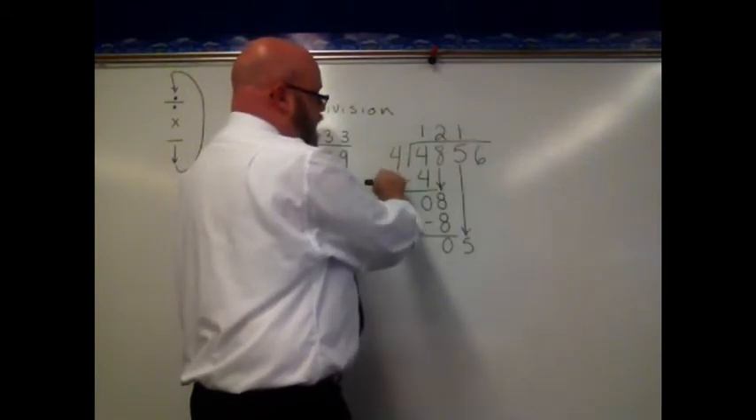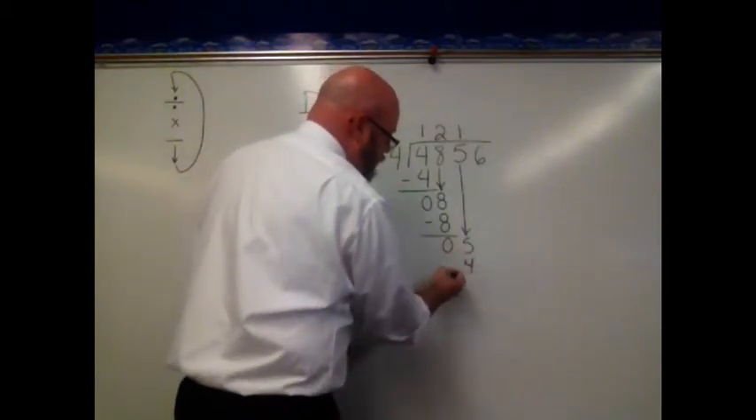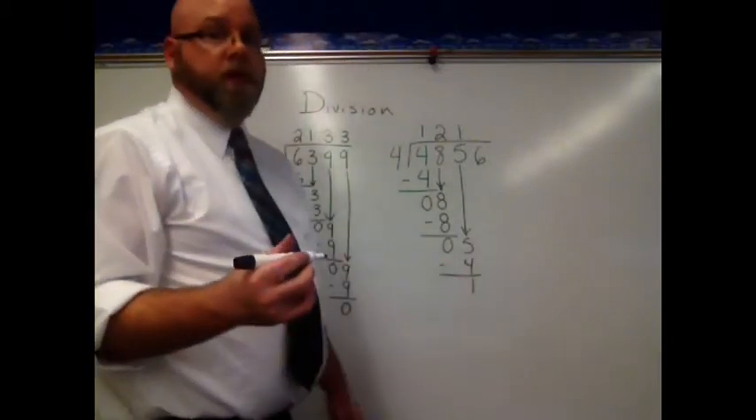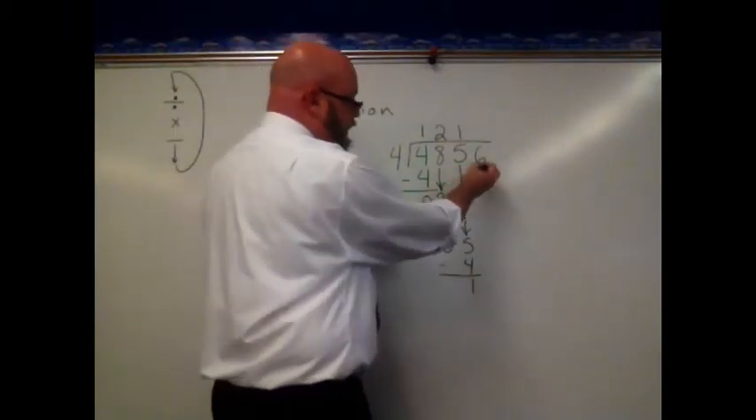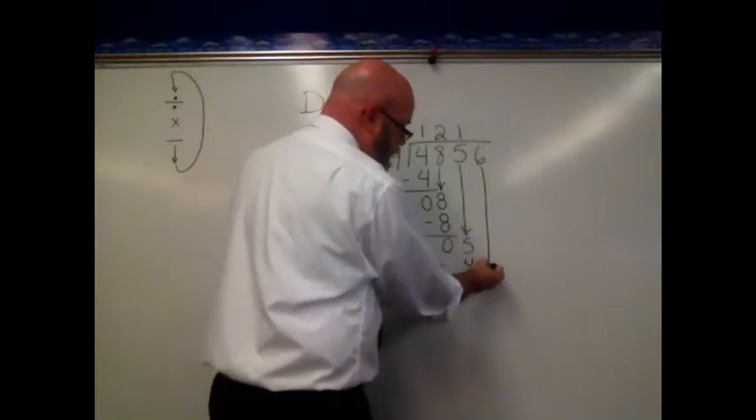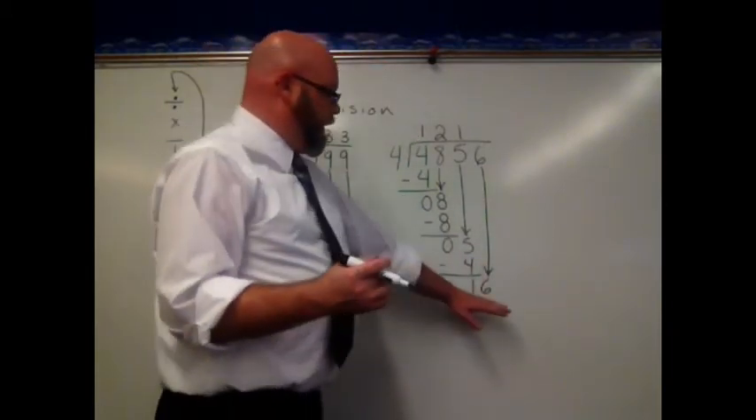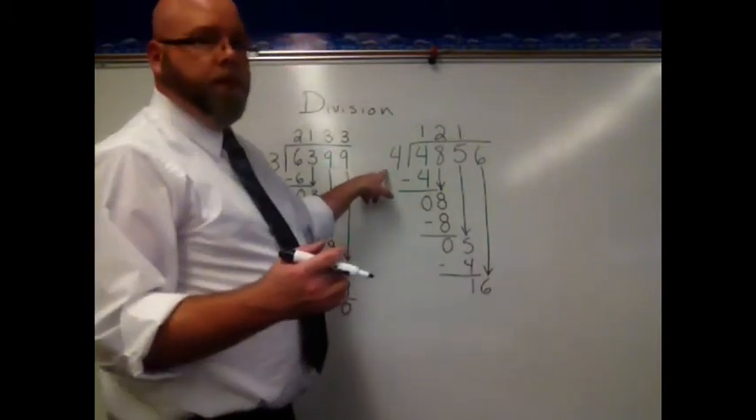4 times 1 is 4. When I subtract, I have 1 left over. This is where I regroup. Now I'm going to bring down my 6. Now I have 16 divided by 4.